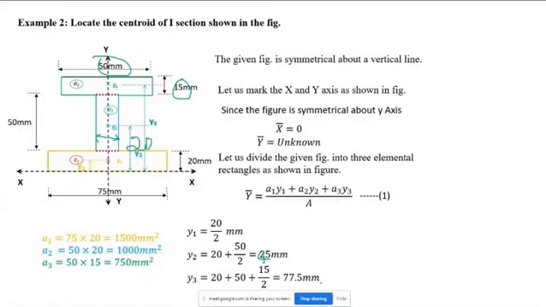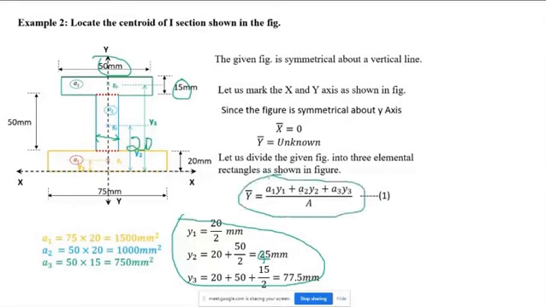You need to apply your mind only when you're calculating the y bar values. For other things, just divide the given area into a number of elemental areas, find the areas of those individual areas separately, and substitute them in the moment area method, the formula which you obtained from the method of moments.